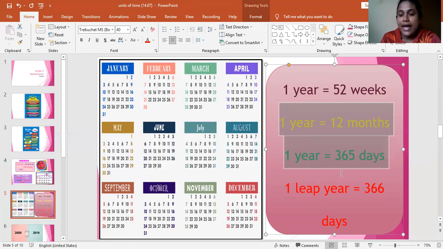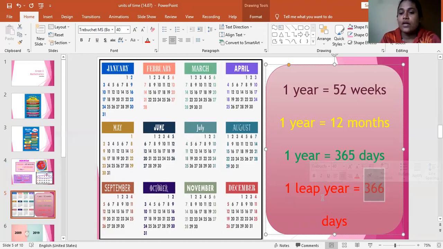If any year has 366 days, we call that a leap year. Normally this comes after 3 years. Once after 3 years, the 4th year will be a leap year.